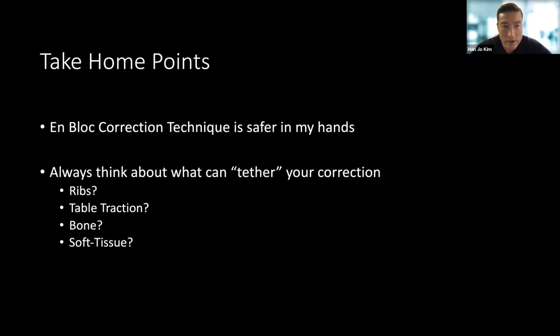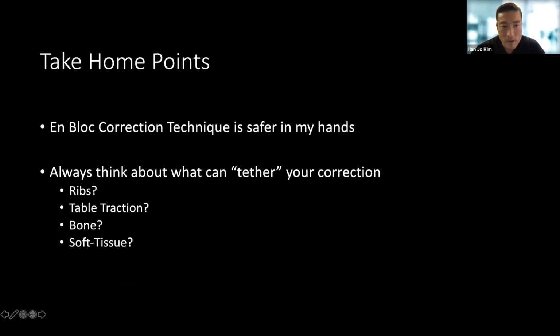So the take-home points here were that I believe, at least in my hands, the en bloc correction is a safer technique than going rod to rod for these VCRs. It also doesn't compromise your fixation points, because a lot of the time when you're compressing and distracting on single fixation points, even if you have a long rod, they start to loosen. This distributes the stress along the entire construct, so you really have fewer problems with loosening of your screws.